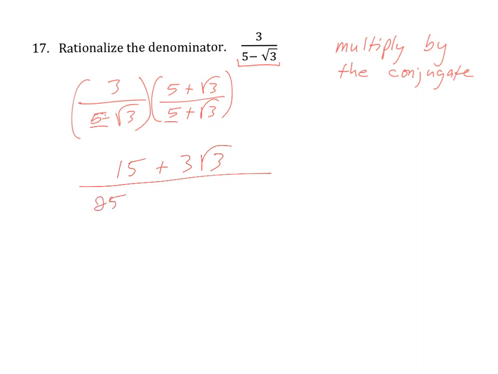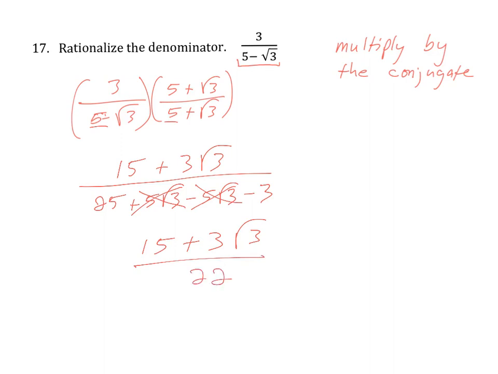5 times positive radical 3 is positive 5 radical 3. Negative radical 3 times 5 is negative 5 radical 3. And negative radical 3 times positive radical 3 is negative radical 9, which is negative 3. These cancel out. They're opposites. So in the numerator, we're getting 15 plus 3 rad 3 over 25 minus 3, which is 22. In this case, since 15, 3, and 22 don't have a common factor, we know we're reduced, and we're done.